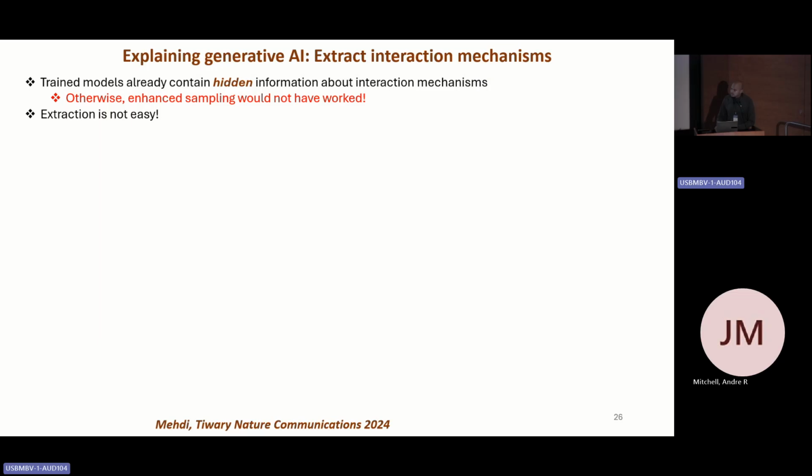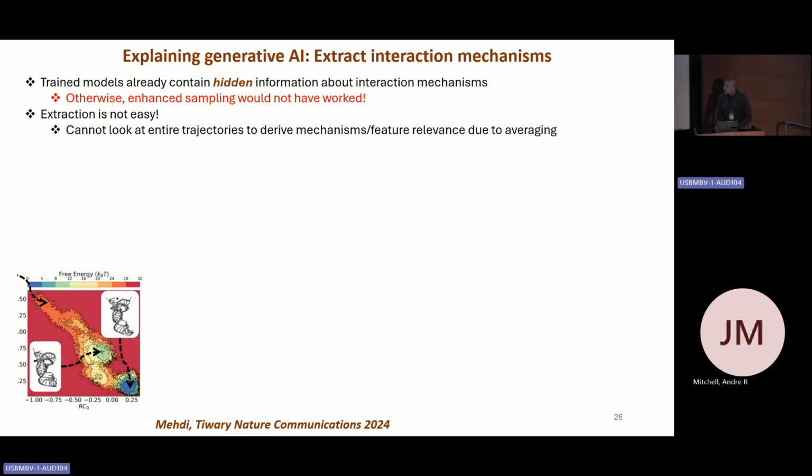But the problem is this extraction is not very easy because we cannot look at the entire trajectories to derive mechanism. So I show an example, a low dimensional space learned by our model where a ligand dissociates out of the RNA that I just showed. The problem is in different basins or different metastable states, different features are relevant. So there are different mechanisms happening in different basins. If you try to analyze your data or trajectory without considering that, what you will end up doing is averaging out all the feature importance or interaction mechanisms. So what you will learn will not be very useful.